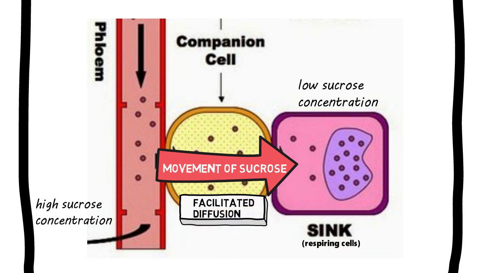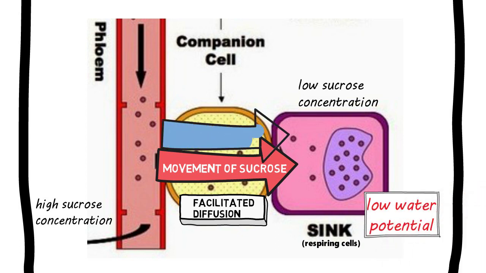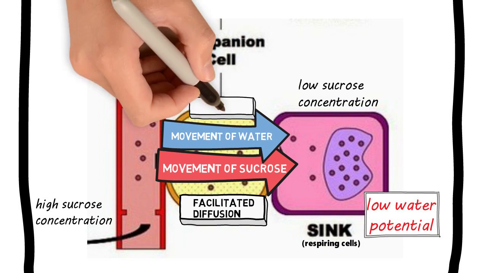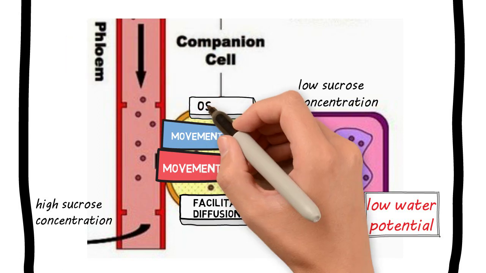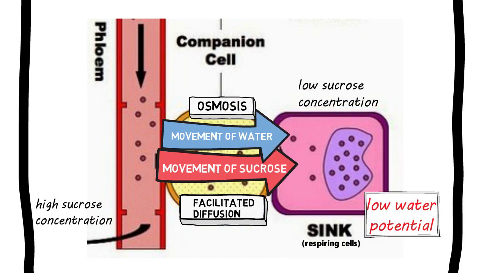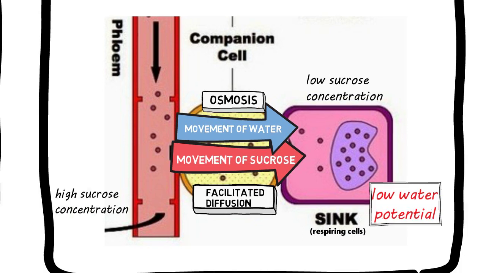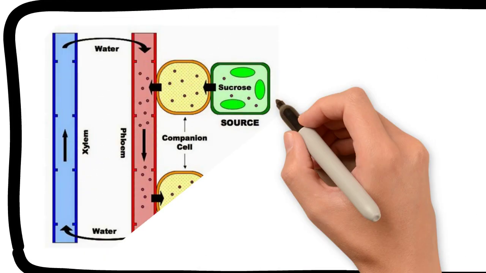Because all this sucrose has moved into the respiring cells, there's now a low water potential there. And so water also moves into the respiring cells from the sieve tubes by osmosis. So, to summarise, in this step, sucrose and water are moving into the respiring cells, or the sink, by facilitated diffusion and osmosis, respectively. The next step explains how there is an overall mass flow.